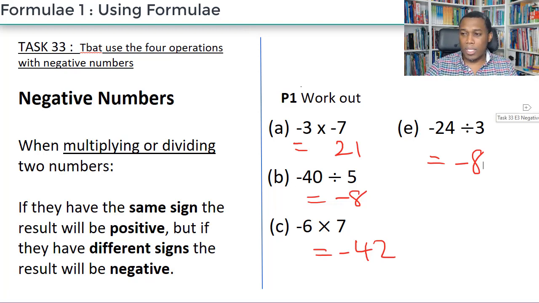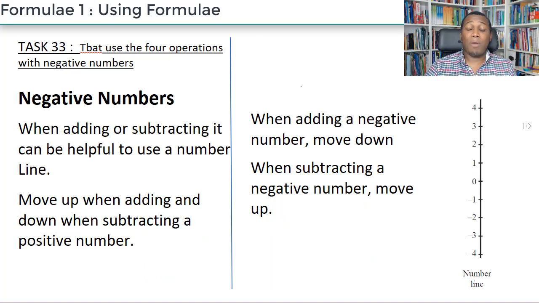Let's continue. We're looking at task 33 here, and I know people mix this up with addition and subtraction. It's not about signs of the same, signs of different. Signs of the same positive, signs of different negative. That doesn't apply to addition and subtraction. For addition and subtraction, it's all about the number line, moving up and down the number line.